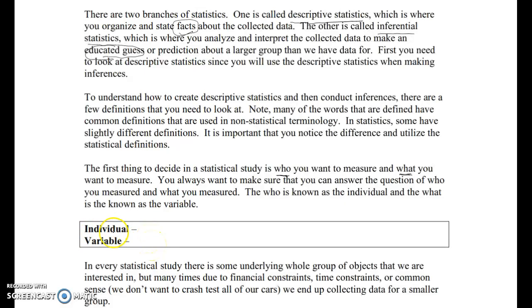So individual, when we think of that in everyday language, means one, a single thing. So this is a person or object that you're interested in finding out information about.